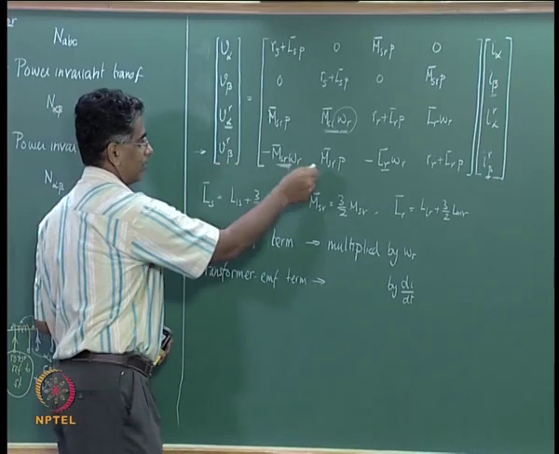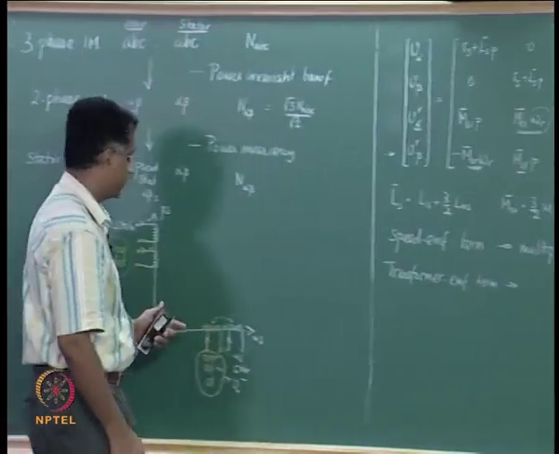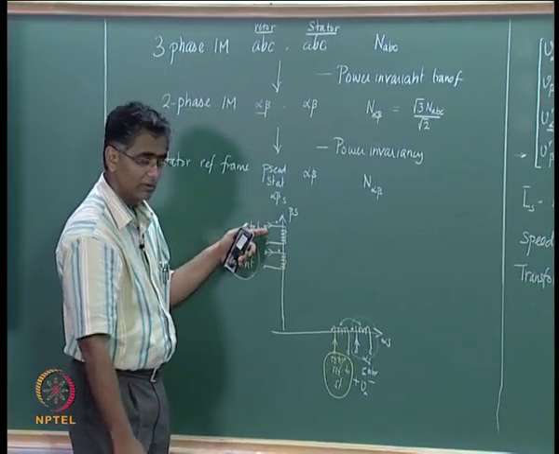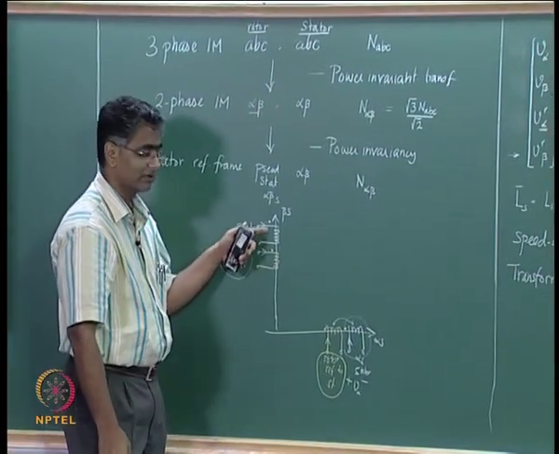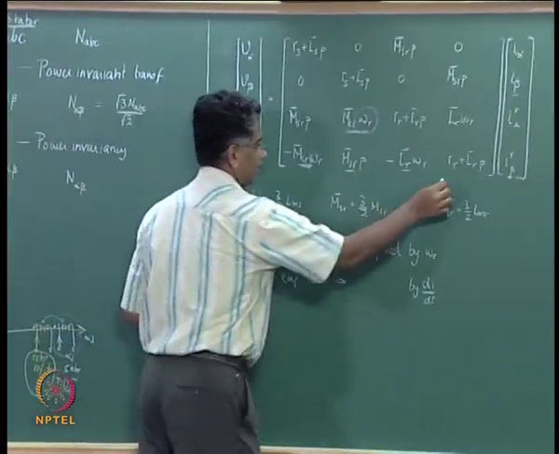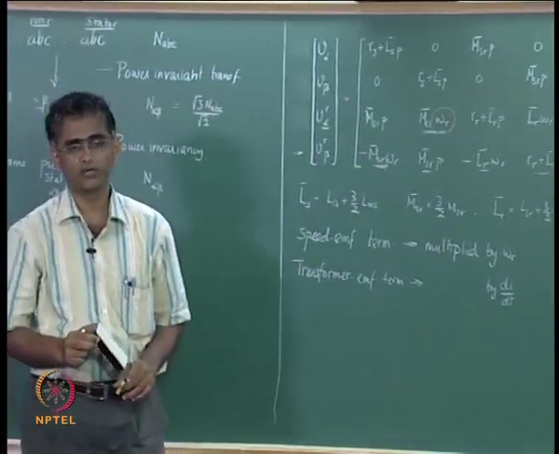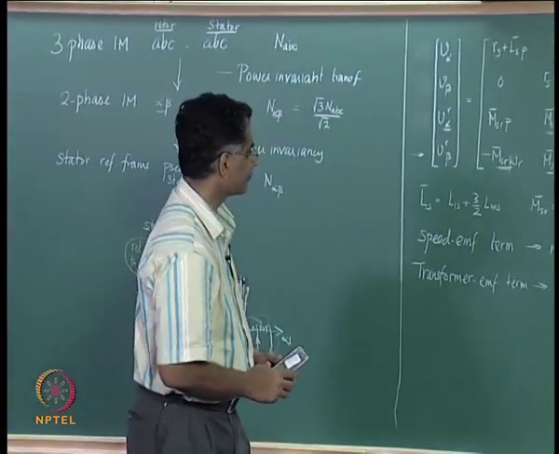On the other hand, due to another coil situated on the same axis, you have a mutual inductance term which is MSR into P, and finally you have the self term which is the resistance drop plus the self inductance di by dt.